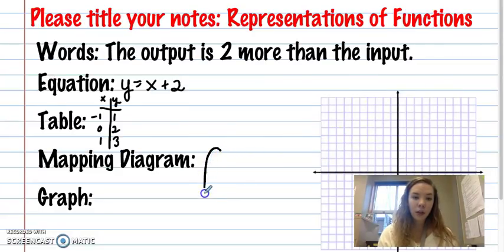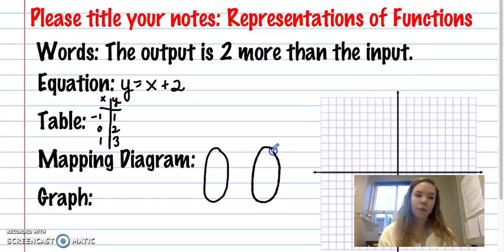Then I can also take those 3 points and turn them into a mapping diagram. So you have -1, 0, and 1, and you have 1, 2, and 3, and then you connect them. And since this is a function, each number should only have one arrow coming from the left.